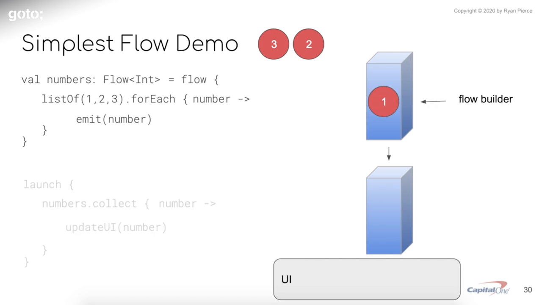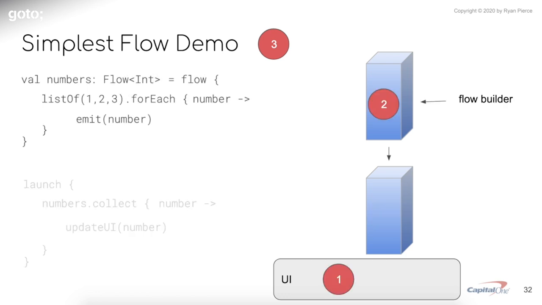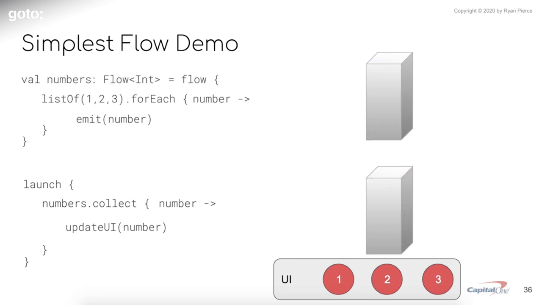The flow builder first emits its first value. This goes into the flow collector, and the flow collector updates the UI. The second value comes through, and again, goes to the flow collector, into the UI, and all values stream until eventually the flow closes and the coroutine ends.